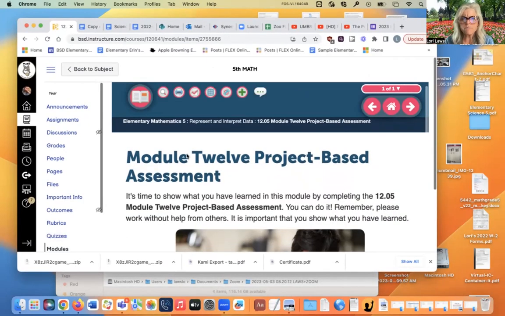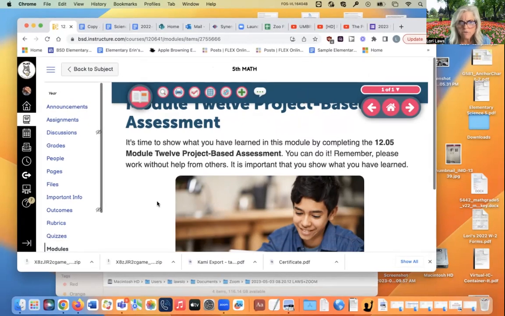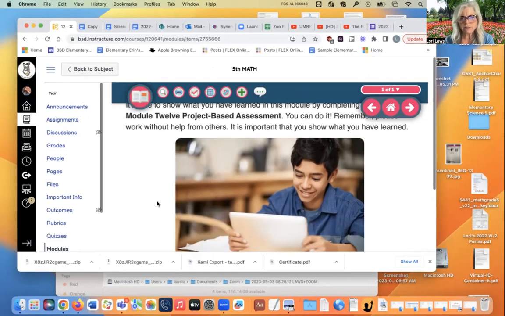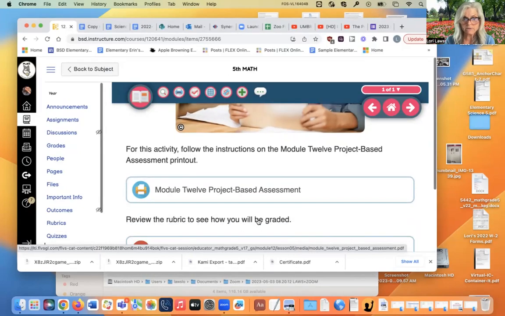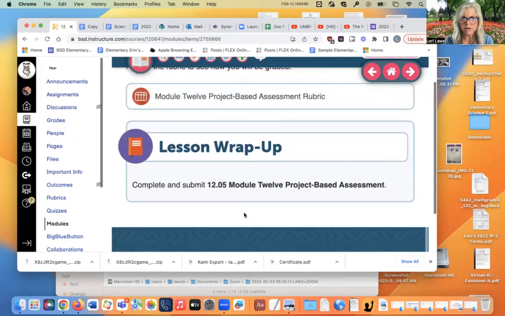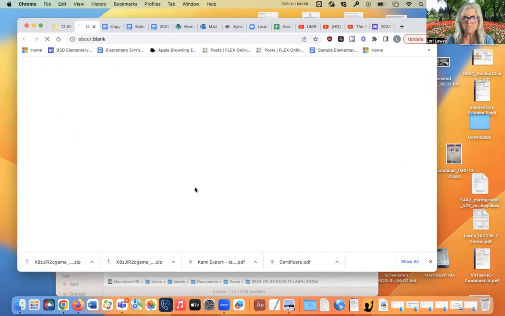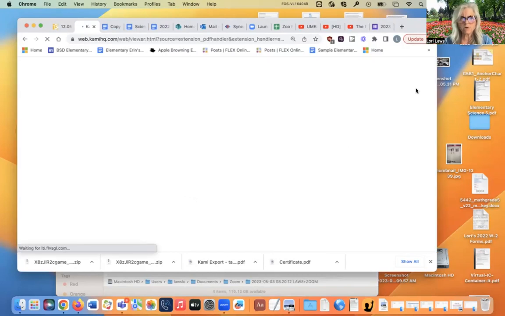Okay, so this is just a one-page talk about the project-based assessment. It's time to show what you've learned in this mod by completing 1205, the Module 12 project-based assessment. You can do it. Remember, please, to work without help from others, but actually, I really just want you to learn. So if you need help, ask for help. Here is the Mod 12 project-based assessment. You have to go to the lesson to find it. Review the rubric to see how you'll be graded, complete and submit the project-based assessment. So let's open that up. There it is. Let's go to Kami so we can work on it.